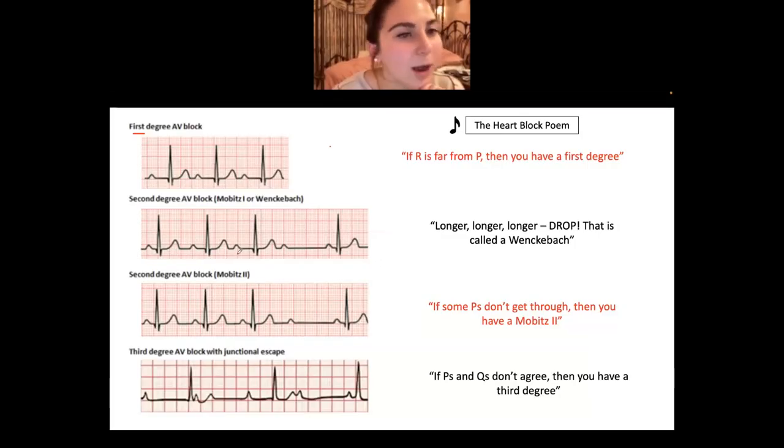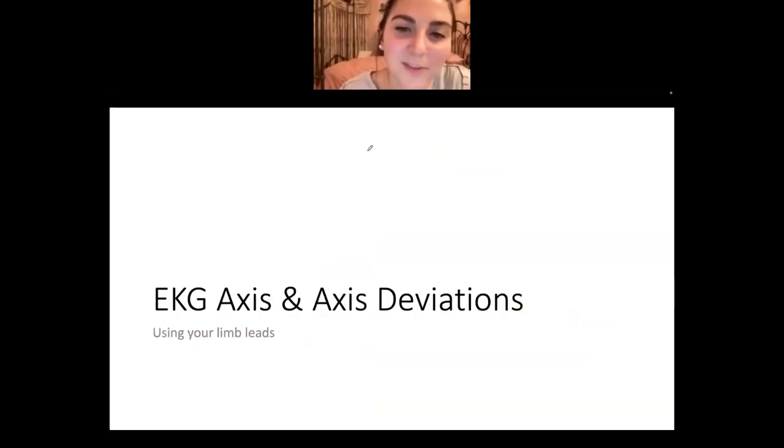Wenckebach, so type 1, Mobitz 1 of a type 2: longer, longer, longer drop, that is called a Wenckebach. So your PR interval gets longer each time before you have a drop beat. That's your Wenckebach. Your second degree, Mobitz 2: if some P's don't get through, then you have a Mobitz 2. With this one, you don't have an indication that anything's going to happen. You just have a random drop beat. And then finally with third degree, if P's and Q's don't agree, then you have a third degree. Hopefully that helps you.